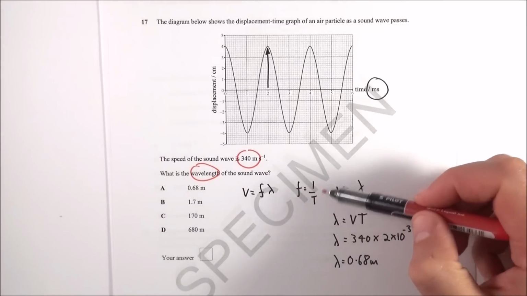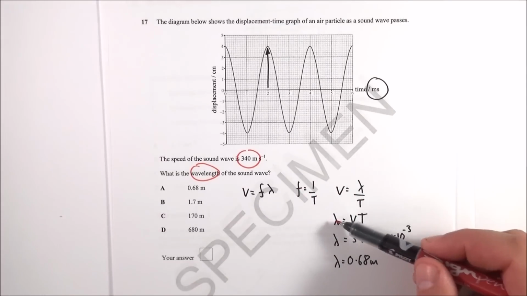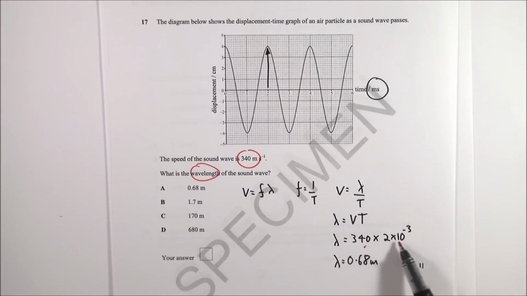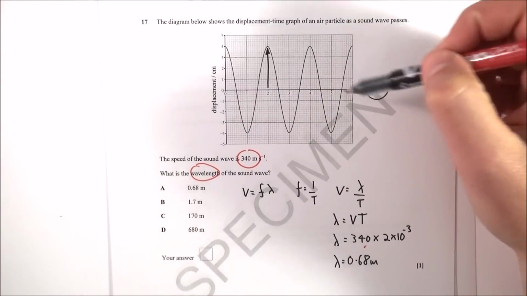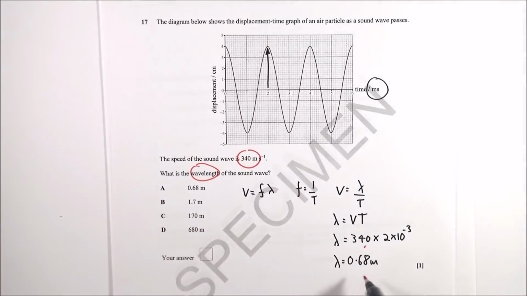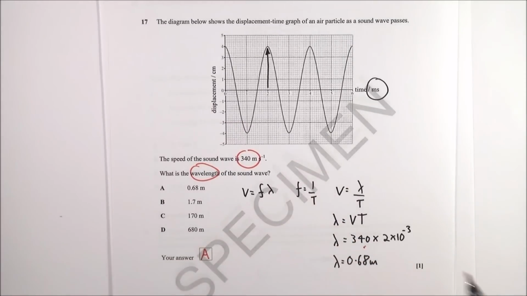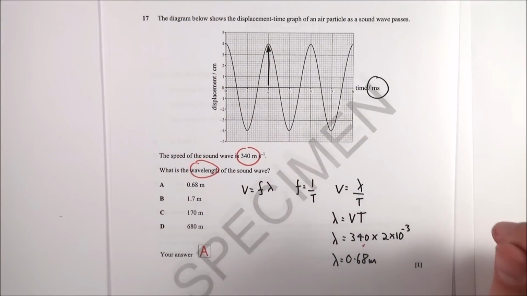Frequency is 1 over time period, and therefore v is equal to lambda over T. I've rearranged it to say lambda equals v times T. I put the numbers in, so 340 times the time for 1 wave cycle, which is from here up to here, so that's 2 times 10 to the minus 3 milliseconds. So 2 times 10 to the minus 3 seconds. And this gives us a value of 0.68 meters, which again, luckily, is one of our options over there. So again, do the mathematics and then check for your answers.